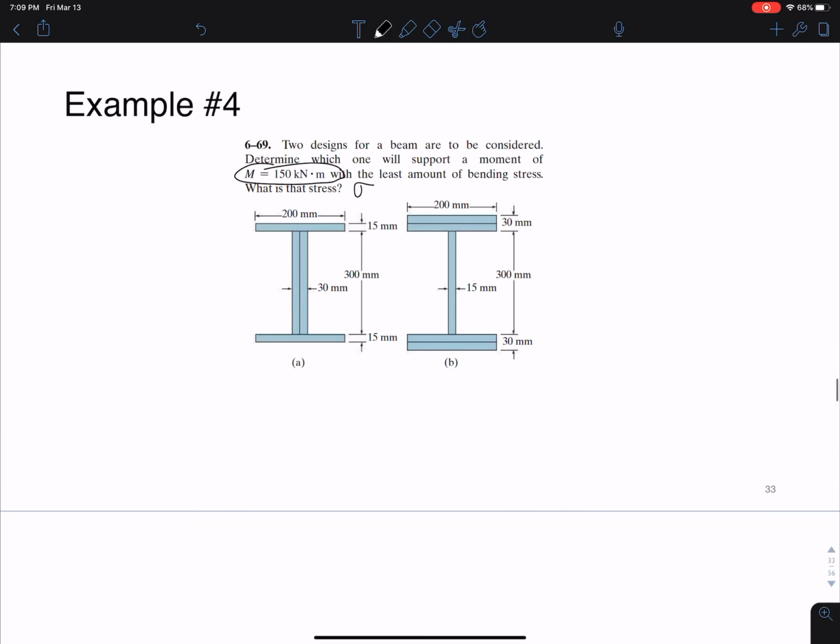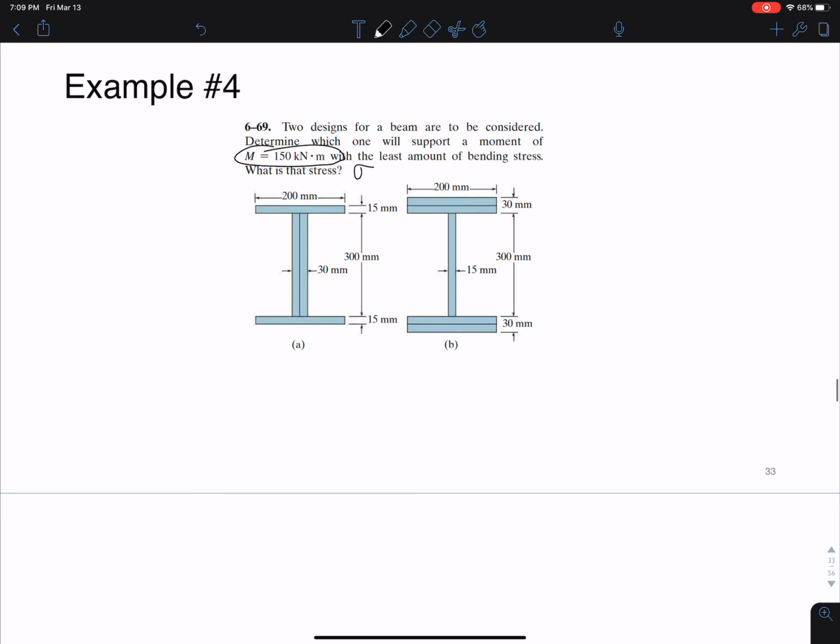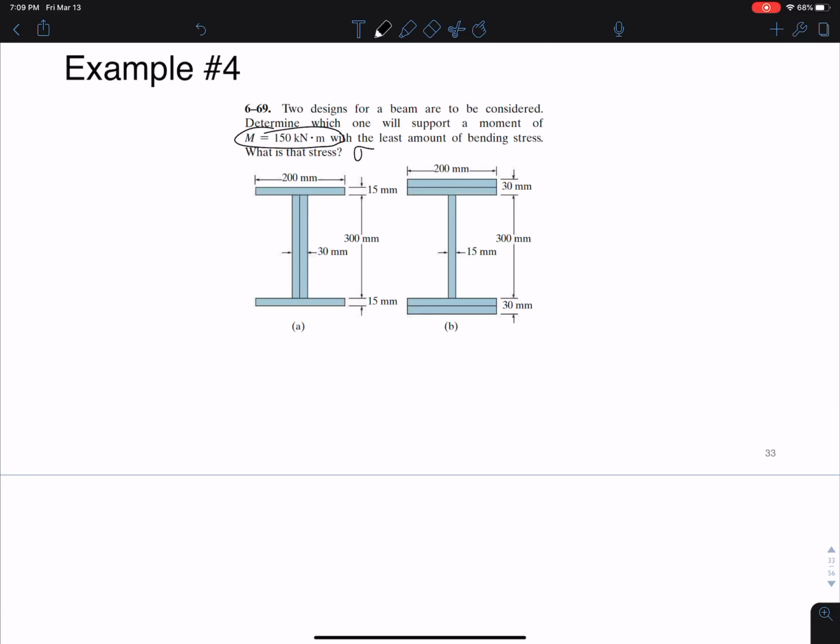So you can see here the difference between these sections. One has double web, one has double flanges. Just from what we know about bending stress, it might be a good idea for you to think about this and take an educated guess as to which one of these you think is going to be able to take the highest bending stress. And I'll walk you through this.